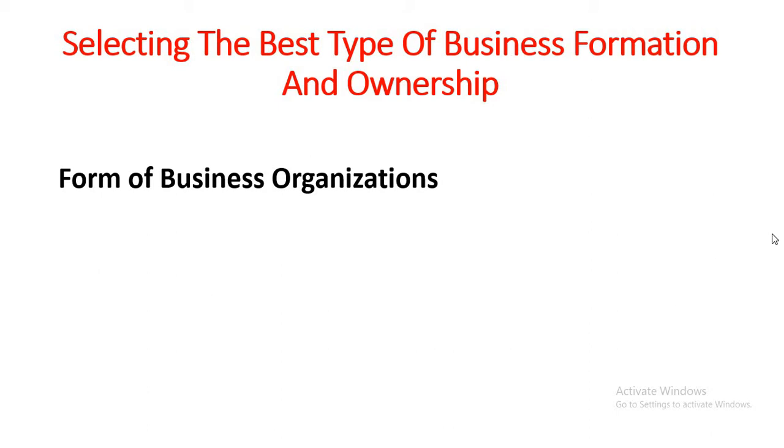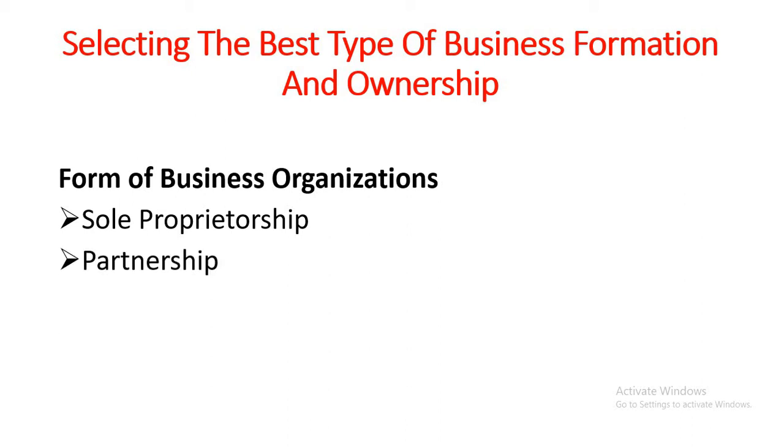So there are three types of business organization. First of all, sole proprietorship, which is owned and managed by one person. Then partnership, which is usually owned and managed by more than one person. And partnership also requires a partnership agreement. And finally, corporation, which is a legal entity, and a corporation is separate and distinct from its owners.